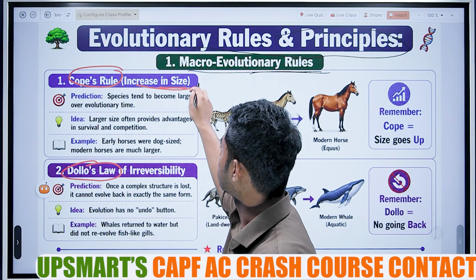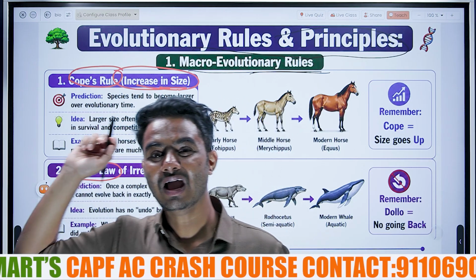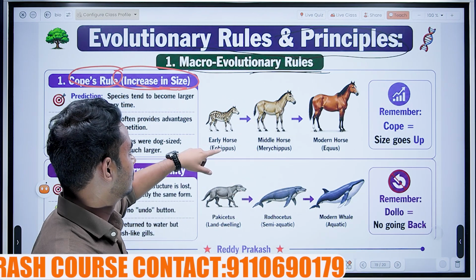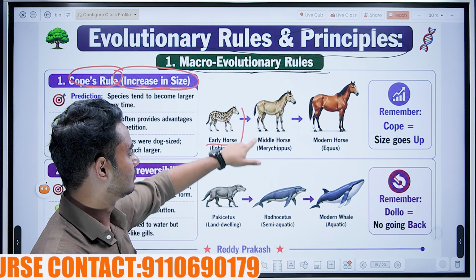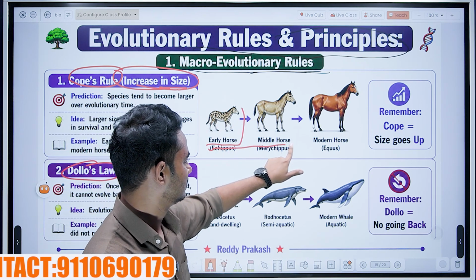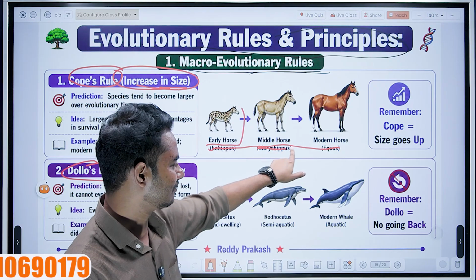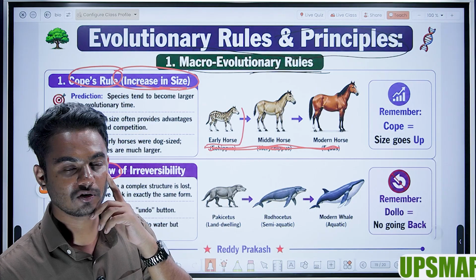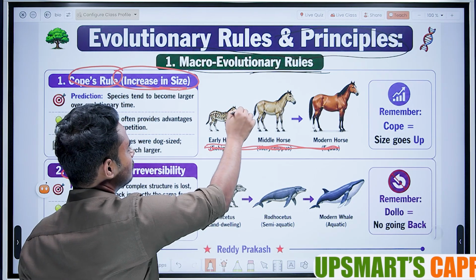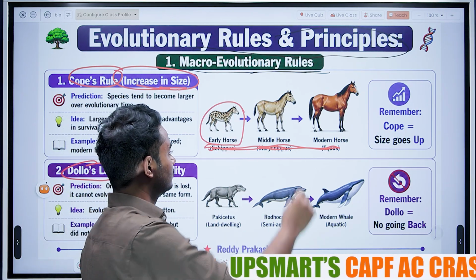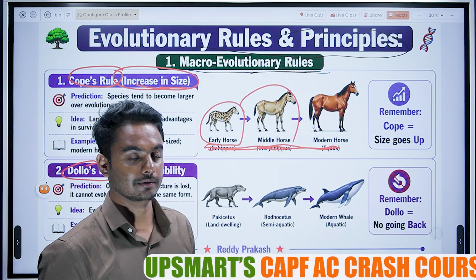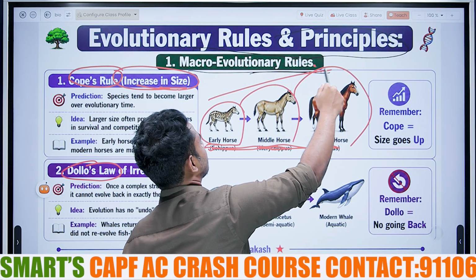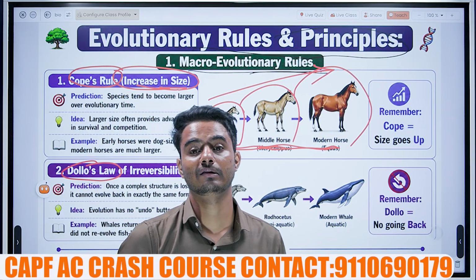Cope's rule means increase in size. Sir, increase in size, what increase in size, sir? Can you see this image? Earlier, horses used to be like this. Don't remember these names, and this example is also not very important. I'm just giving the example so that you understand it. Scientific names are not important here. The early horse used to be shorter. Then over a period it became taller, a little bit taller. Then over the period it became even taller. Why, sir, did the increase in size happen?